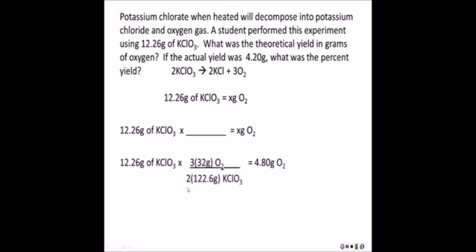You can see the 3 and the 2 from the equation. Here are the molar masses. So this represents the theoretical amount of oxygen that we could make. That's our theoretical yield. You can't make any more than that. As you notice from the question, we made less, 4.20.